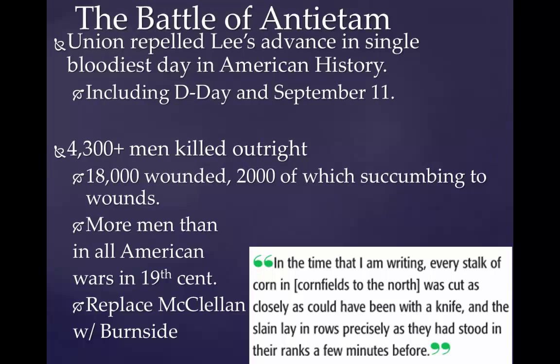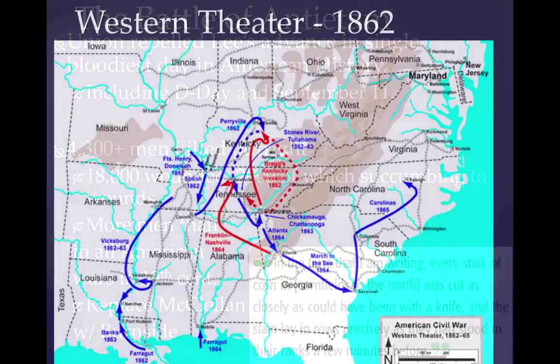This is just a quick little quote down here about what it was like at Antietam. "In the time that I am writing, every stalk of corn in the cornfields to the north was cut down as closely as could have been with a knife, and the slain lay in rows precisely as they had stood in the ranks a few minutes before." So that really just talks about this swift nature of this new type of combat and the new weapons. There was so much firepower that it was just mowing down this corn. It just paints, I think, a pretty vivid picture of what the battle was like to some extent.